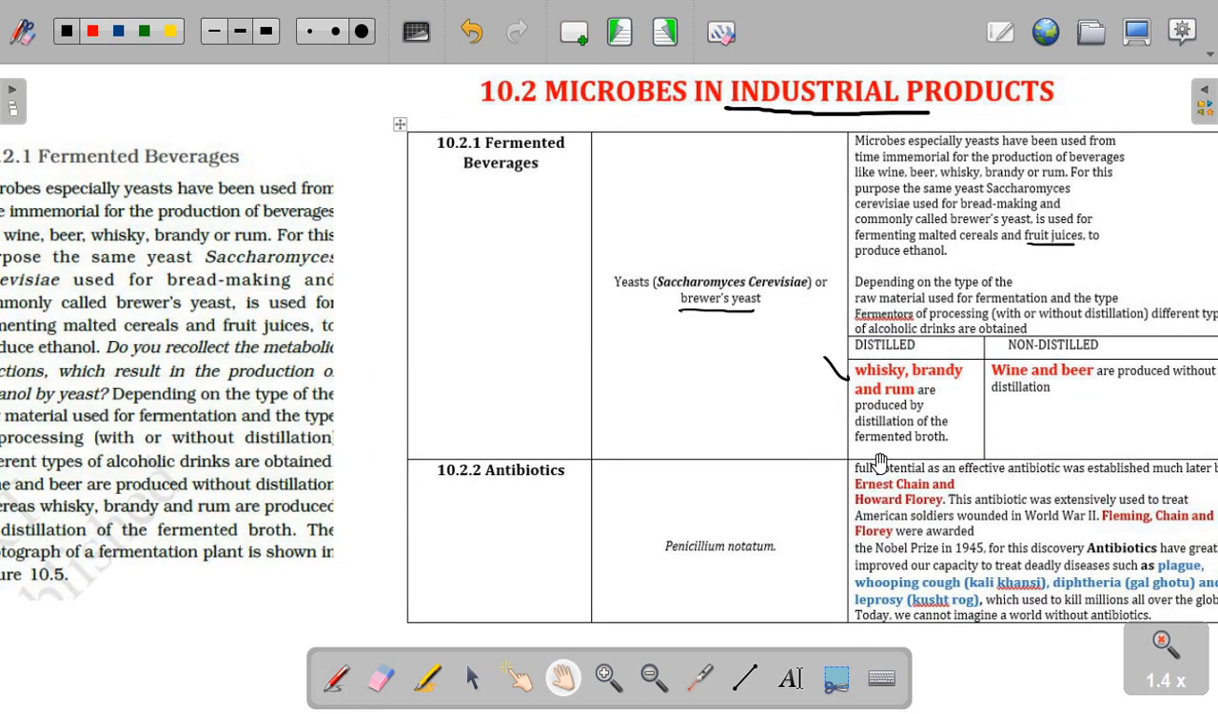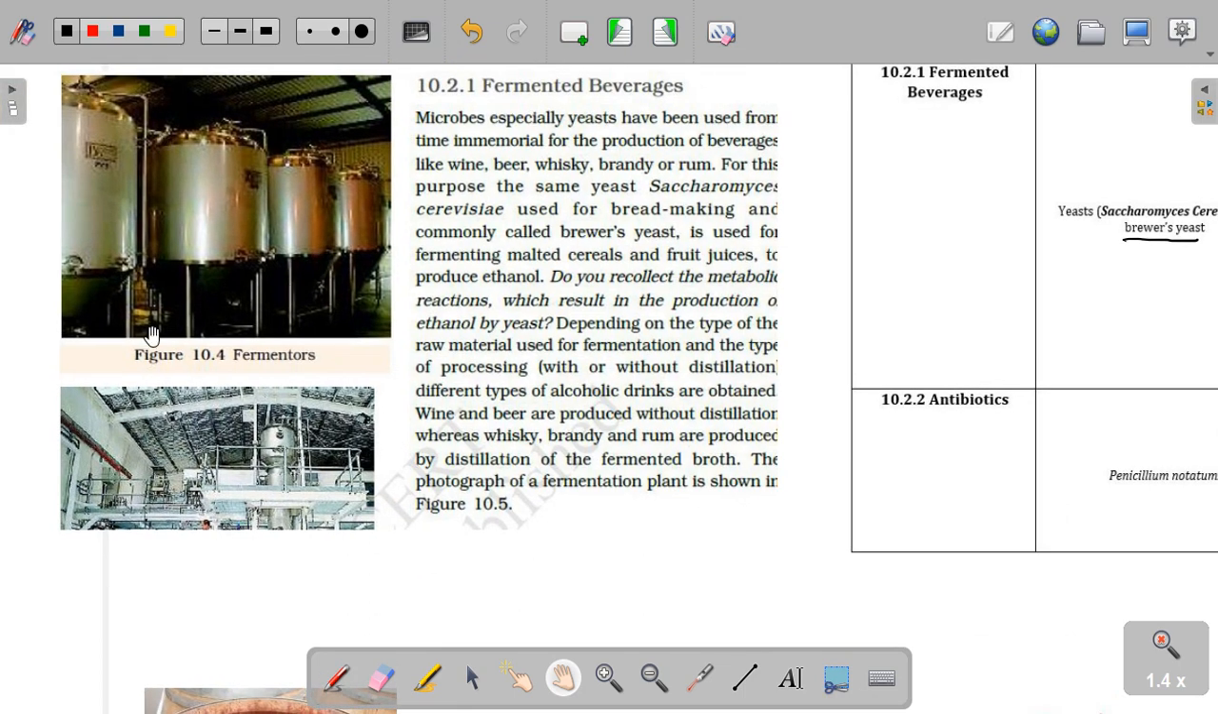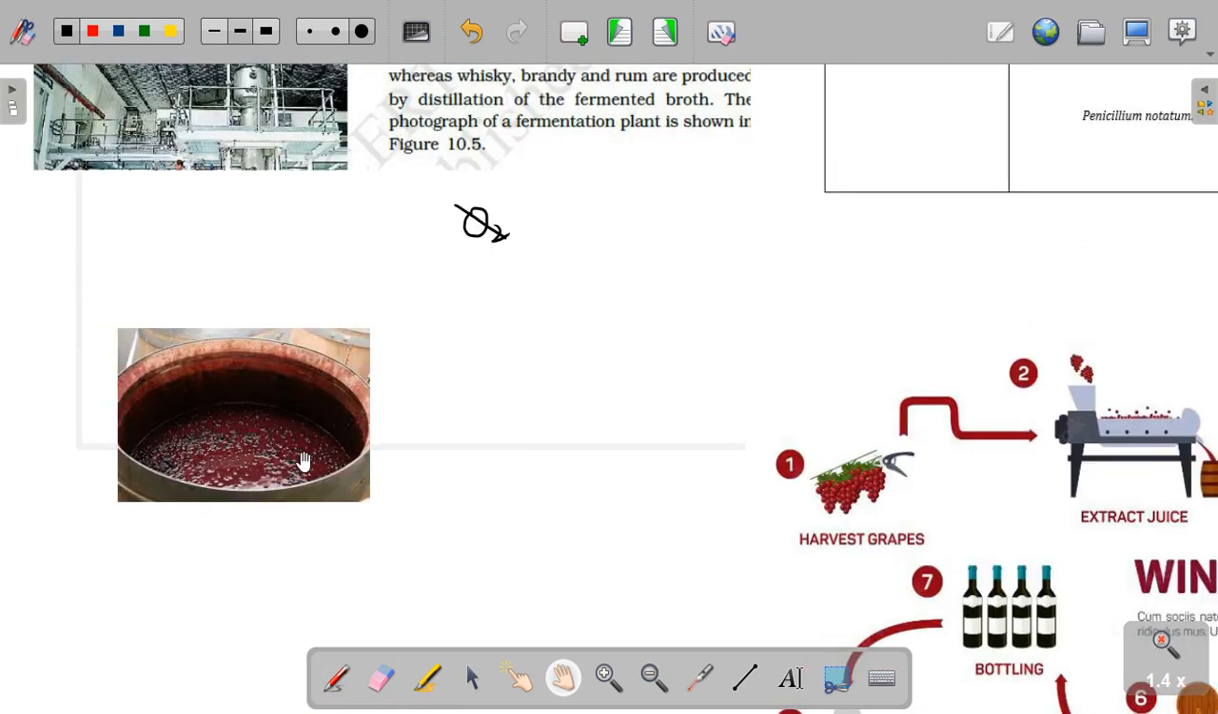Okay, now you can see right over here in our textbook they have given some huge vessels called fermenters. Fermenters act as a chamber, providing a particular space for growth of that particular fungi, that is Saccharomyces cerevisiae. And remember, this whole process is occurring in the absence of oxygen, so of course it is anaerobic respiration. You see, this is the process. This is a wine production in which grape juice has been totally extracted out of the grapes.